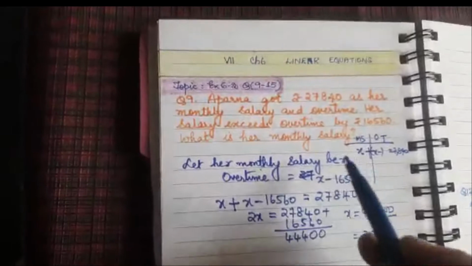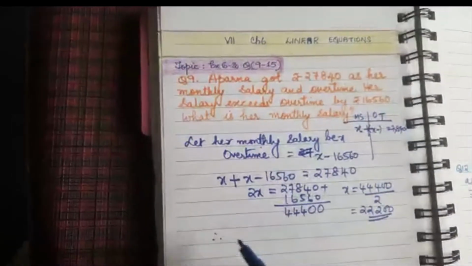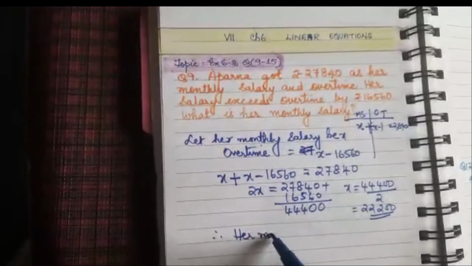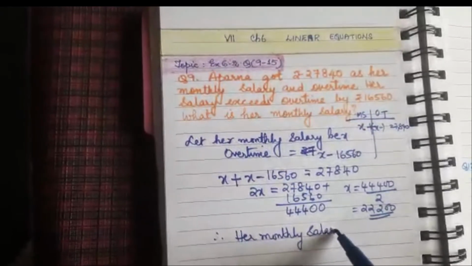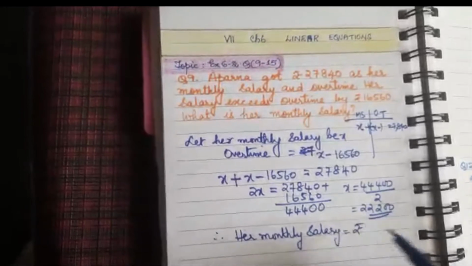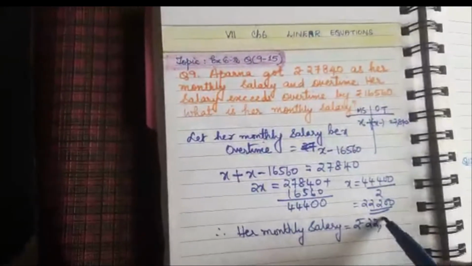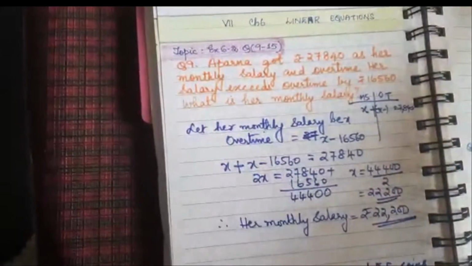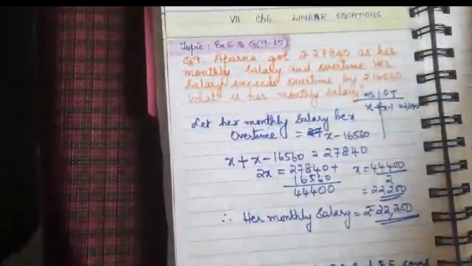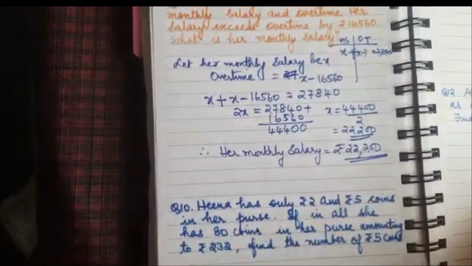What is X considered? Her monthly salary. What is the question? Find her monthly salary. Therefore, her monthly salary equals 22,200 rupees. The unit should be written. Okay, so every time you have to remember the unit. The unit should be put in each question.